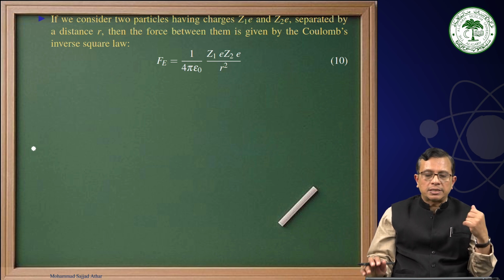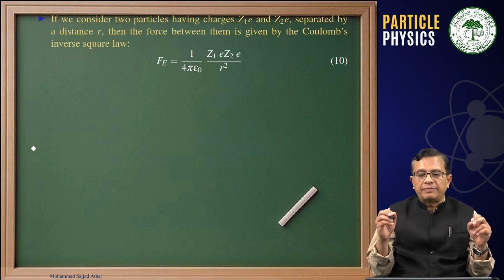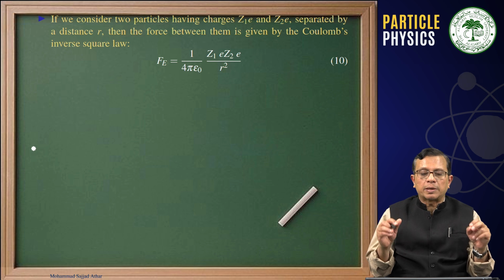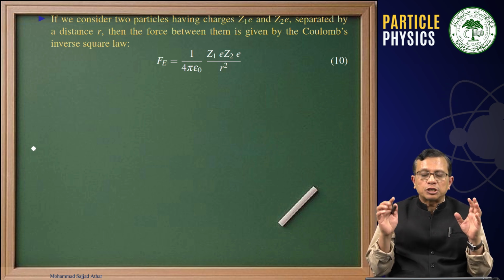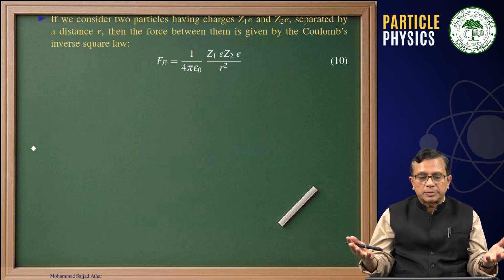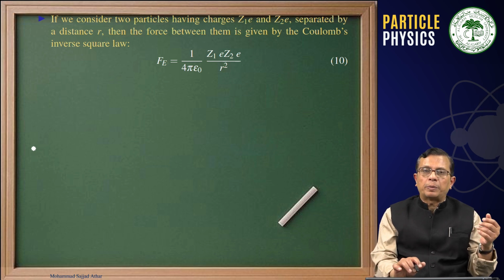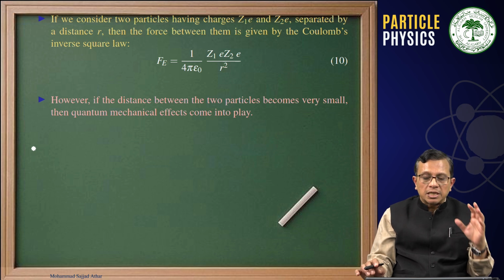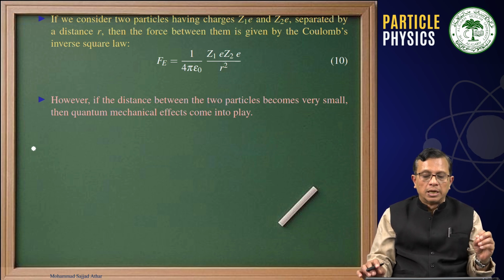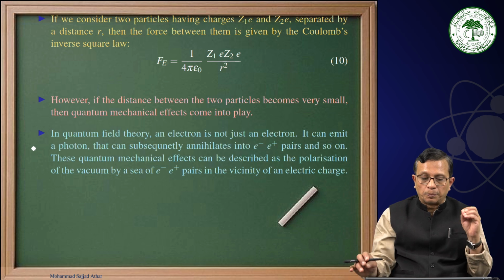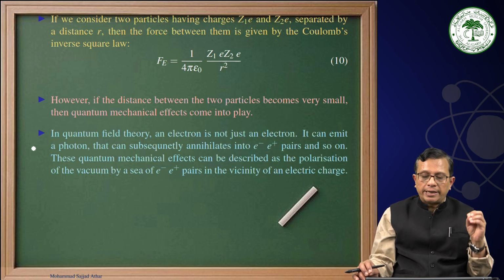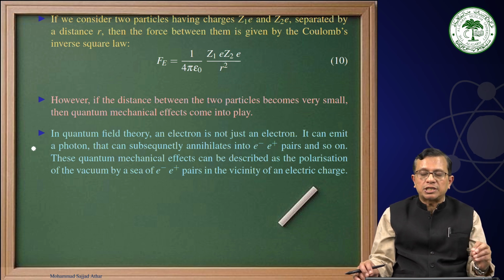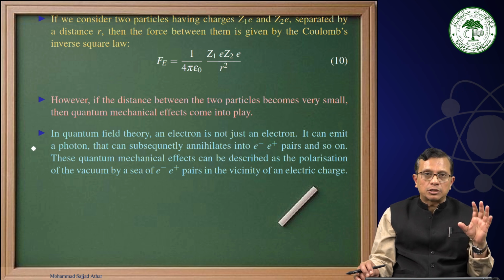Now, to understand this, if we consider two particles having charges Z1e and Z2e separated by a distance r, then the force between them is given by the well-known Coulomb's law: 1 by 4 pi epsilon naught times Z1e times Z2e upon r square. However, if the distance between the two particles becomes very small, then quantum mechanical effects come into play. In quantum field theory, an electron is not just an electron. As I spoke about, it can emit a photon that can subsequently annihilate into electron-positron pairs and so on.